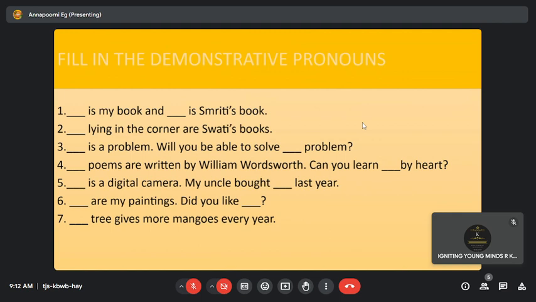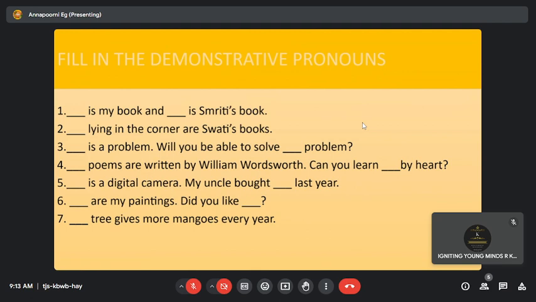Next is dash poems are written by William Wordsworth. Can you learn dash by heart? Yes, these poems are written by William Wordsworth. Can you learn these by heart? Because poems are plural, so you're using these.